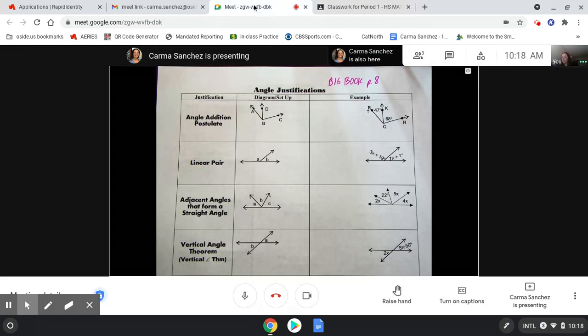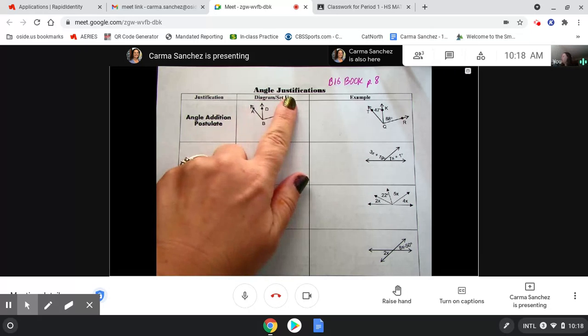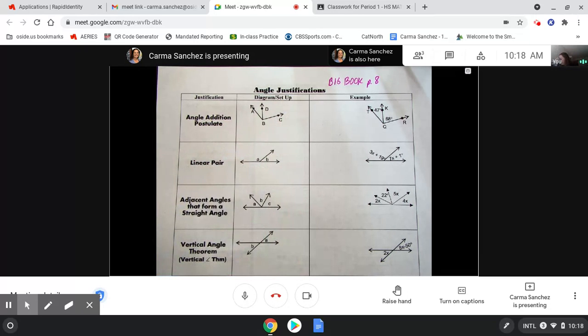All right, let's see what the notes are for today. Some are review words, and there's a couple new ones for today. We are looking at the relationships between angles, and these are called angle justifications because when we're starting proofs in these upcoming units, we are going to be using these as the reasons, the justifications for why certain things can be true.